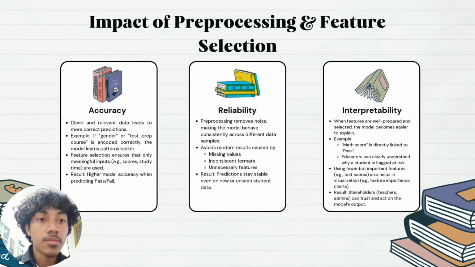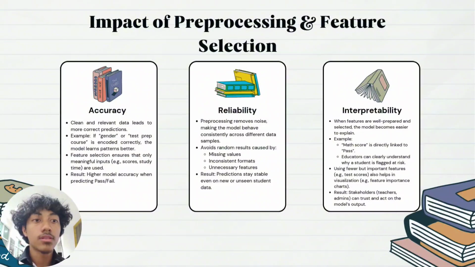Next, for the reliability, preprocessing removes the noise, making the model behave consistently across different data samples. It avoids random results caused by missing values, inconsistent formats, and unnecessary features. So the resulting predictions will still be stable even on new or unseen student data.